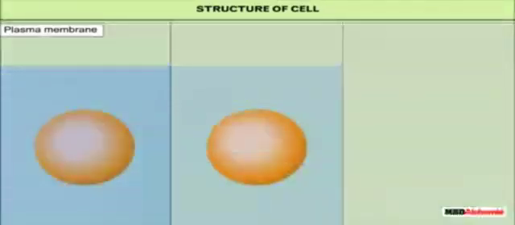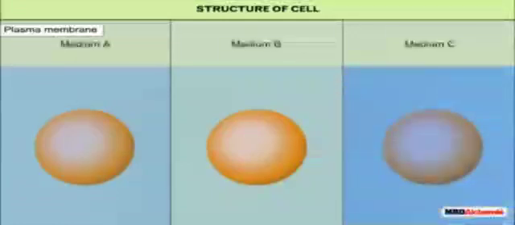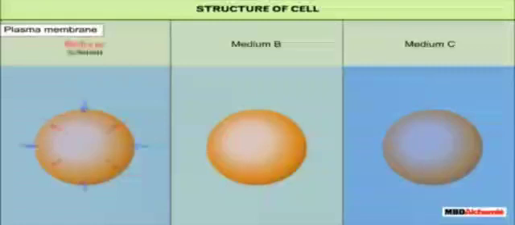The movement of water across the membrane is different depending upon the concentration of the medium surrounding the cell. Let us understand how. If the medium surrounding the cell has exactly the same water concentration as the cell, there will be no net movement of water across the plasma membrane. Such a solution is called isotonic solution.